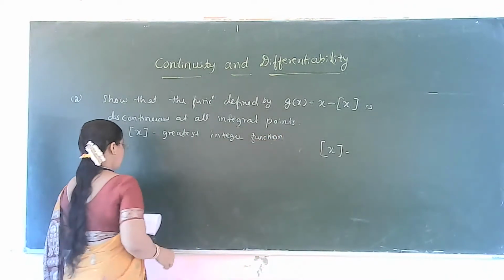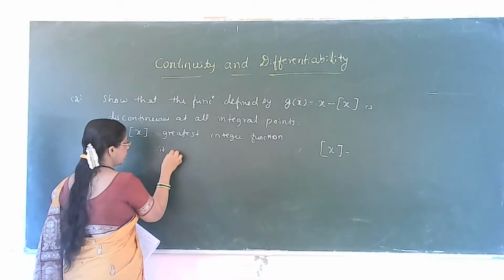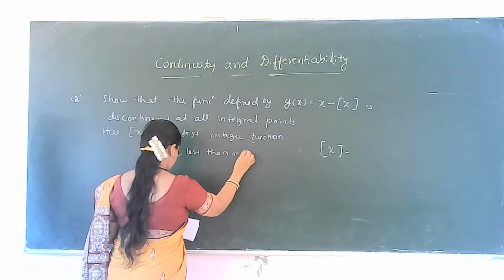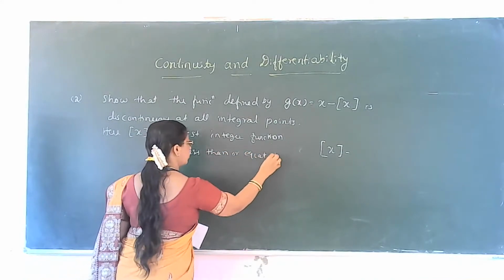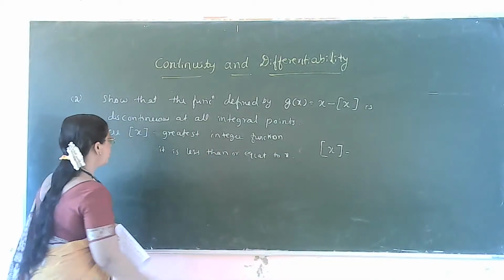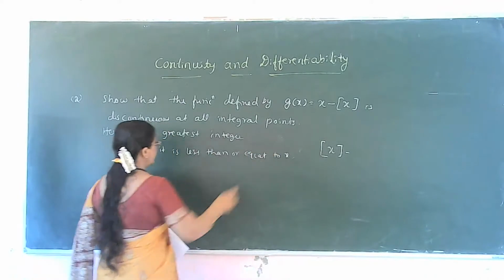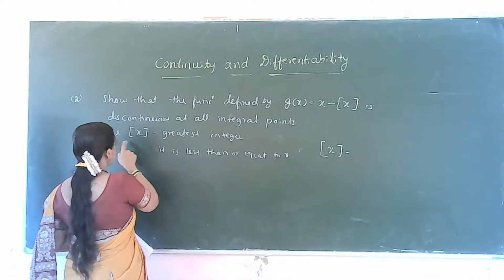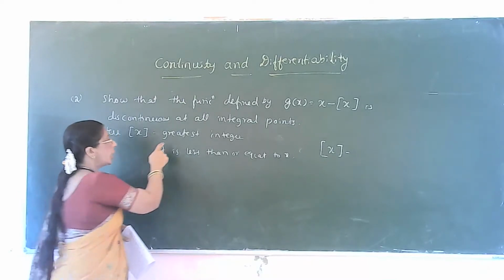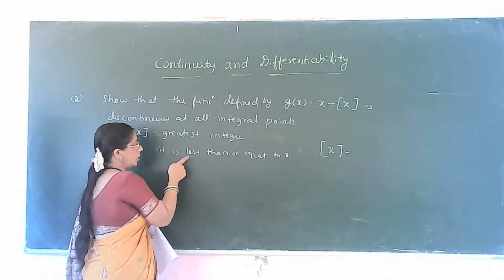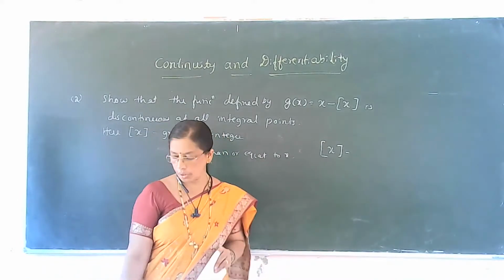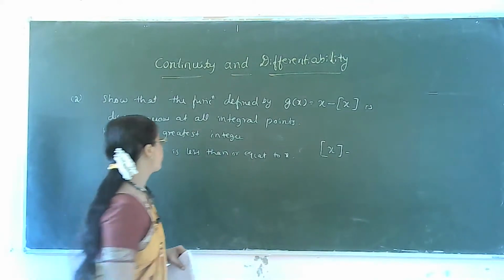It denotes that it is less than or equal to x. This is called the greatest integer function. Here the greatest integer denotes the greatest integer that is less than or equal to x.